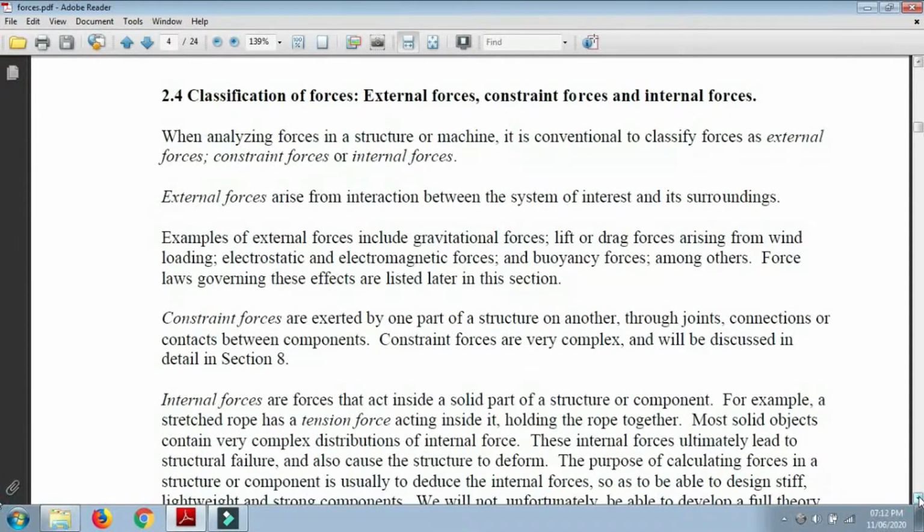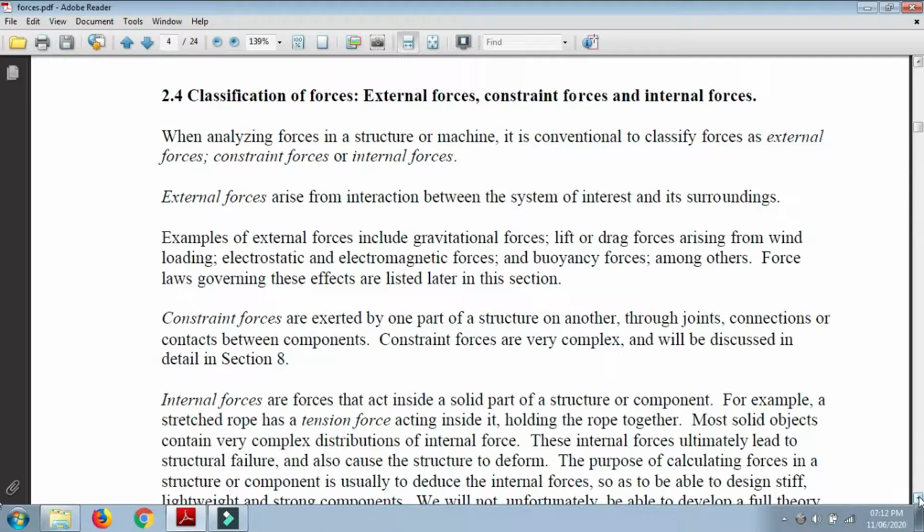Okay, very important topic, coming from the dynamics point of view as well as statics: classification of forces. There are basically external forces, constraint forces and internal forces. So if I say to classify those forces, we will always say a force can be of external nature, or a force can be of internal nature, or there is another category of classification of forces, that is constraint forces.